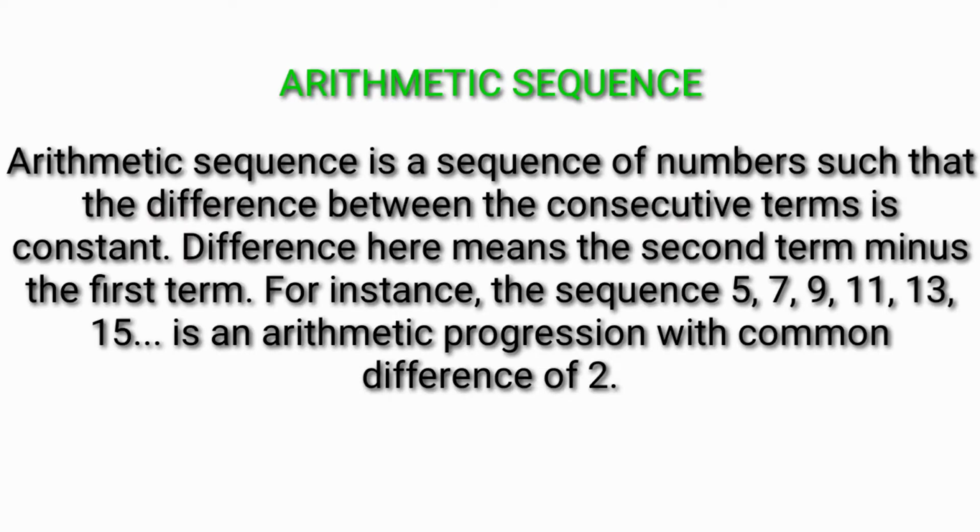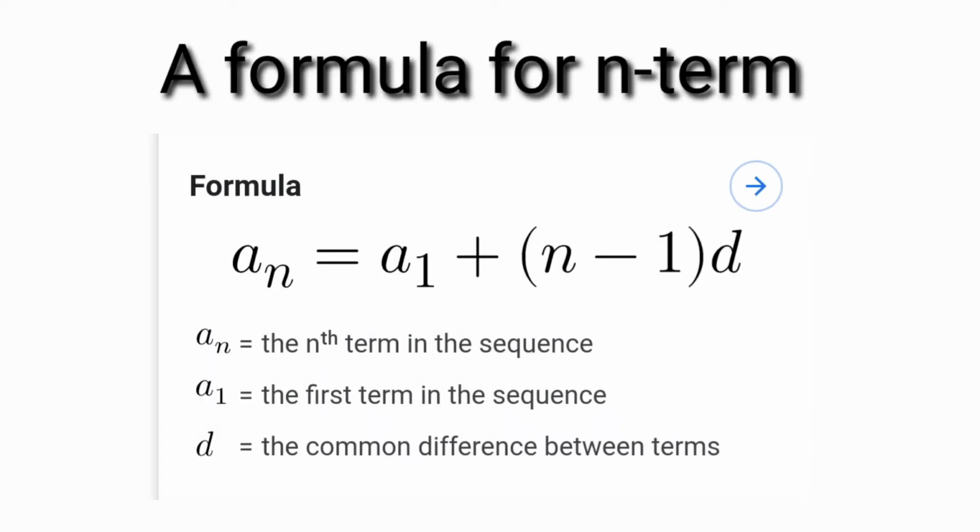Alright, before we start, I want you to know some key terms about what an arithmetic sequence is. An arithmetic sequence is a sequence of numbers such that the difference between consecutive terms is constant. Difference here means the second term minus the first term. For instance, the sequence 5, 7, 9, 11, 13, 15, and so on is an arithmetic progression with a common difference of 2.